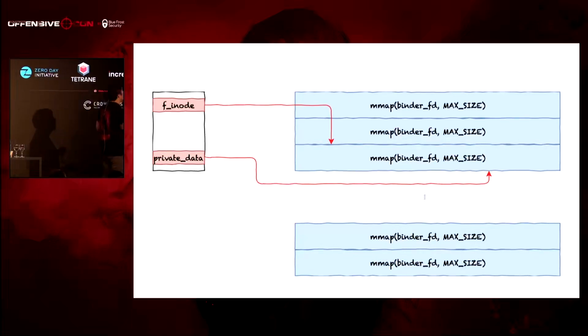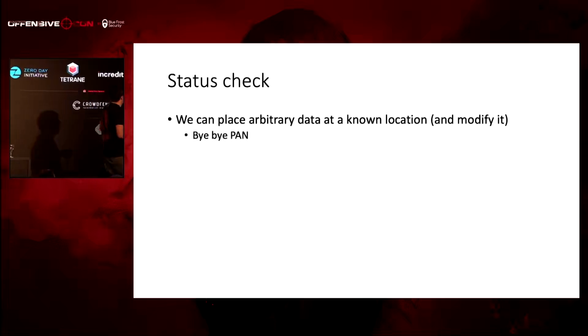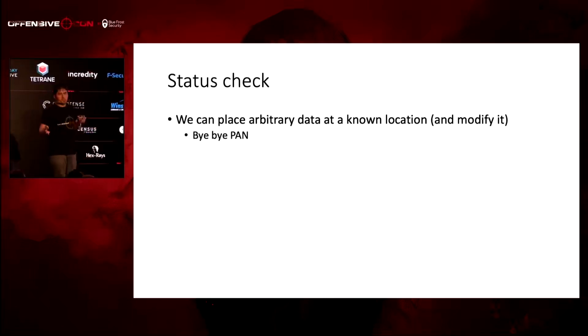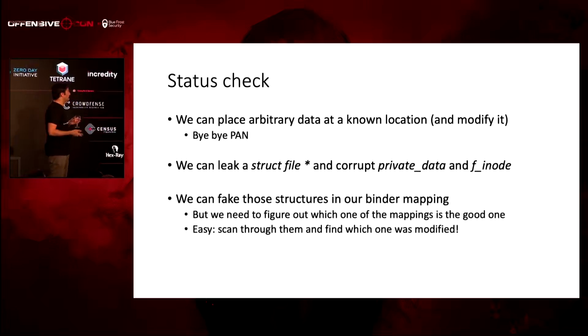So at the moment, we have an inode and a private data. How do we leak? But first, a status check. We can place arbitrary data at a known location, so PAN is gone for us. We can leak a struct file, and we corrupted private data and finode. And we can fake those structures in the binder mapping by just sending the transactions.